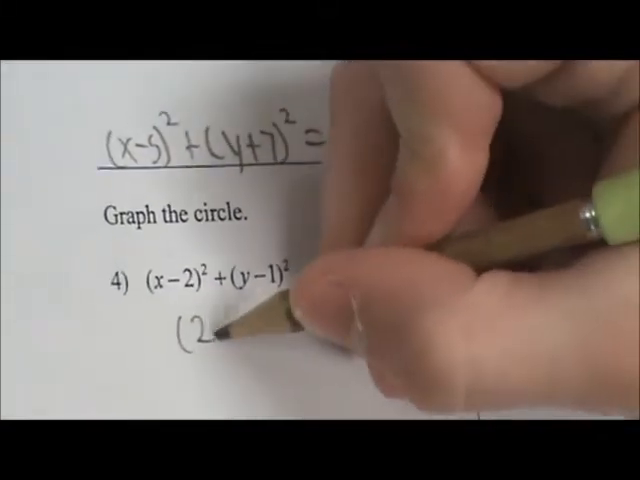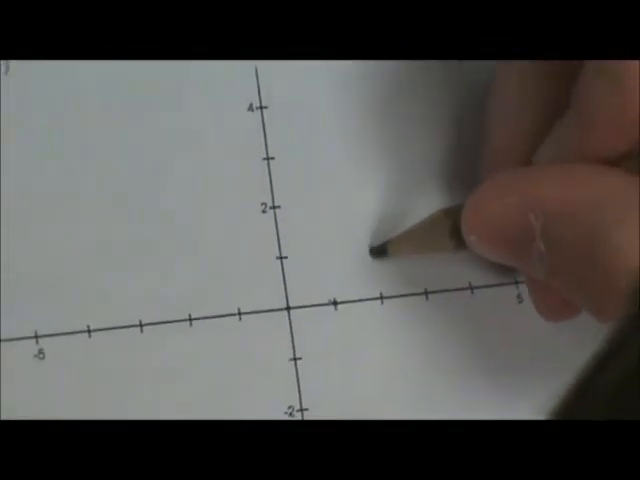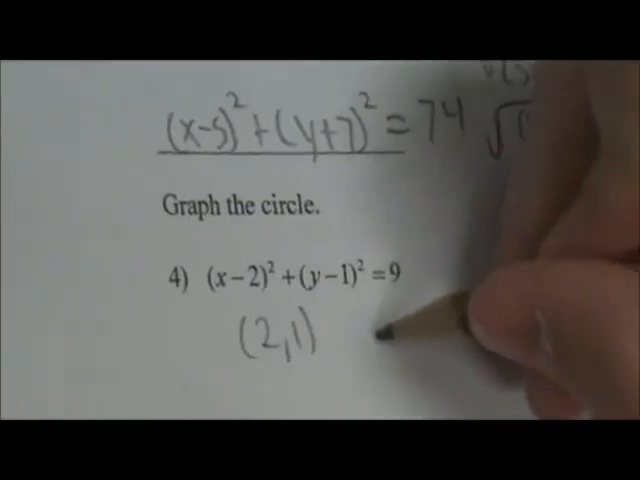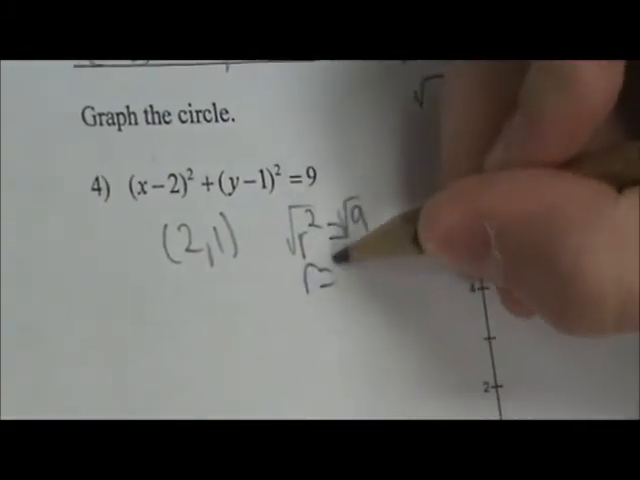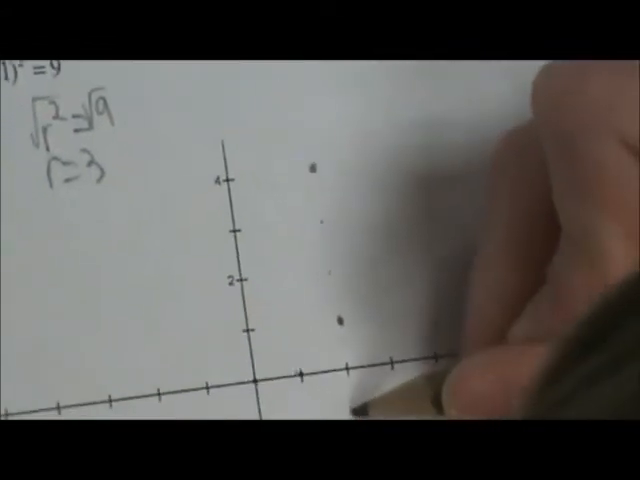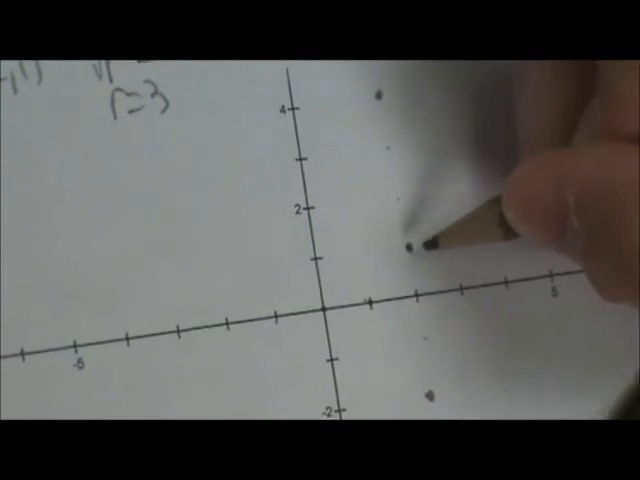Alright, for number four, we have a graph of a circle. So we find the center, which is just going to be the opposite of what we have for the x and the y, so it's going to be 2 and 1. And then we find the radius, which is going to be the square root of whatever the equation equals, which is going to be 3, because the square root of 9 is 3. So then we find our center at 2, 1, and then we just go up 3, down 3, over 3 to the right, and over 3 to the left.